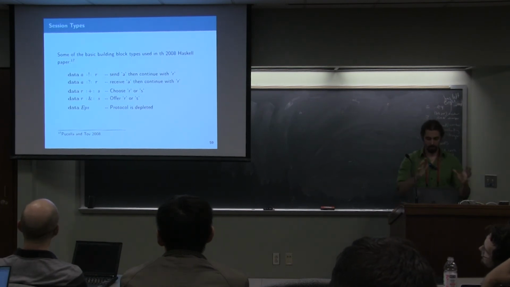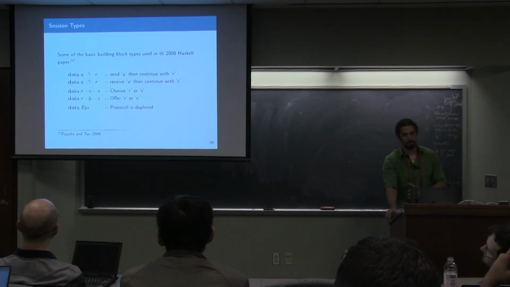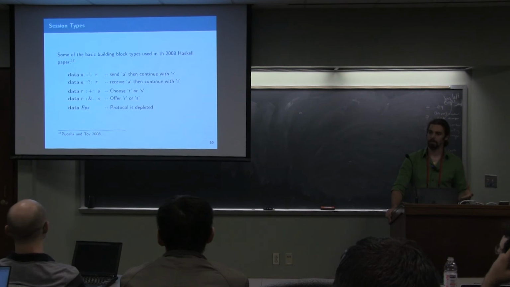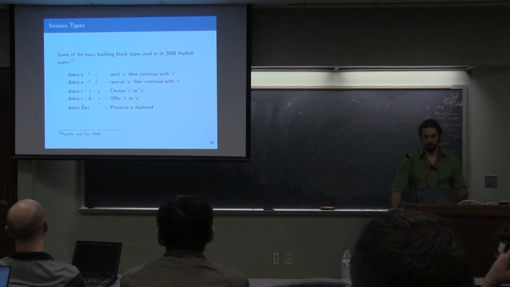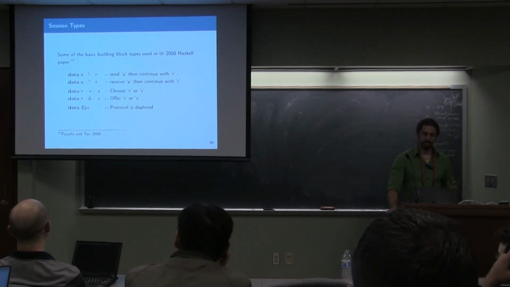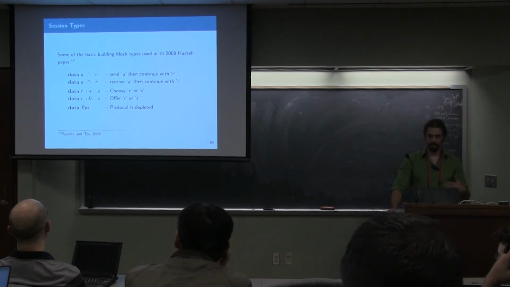I really don't want to focus too much on the syntax, except for the ideas. You want to define these protocols in a type system, so you need some building blocks. The first two components mean send A, in the channel sense, then continue with R. And there's a dual to that: receive A, and then continue with R.